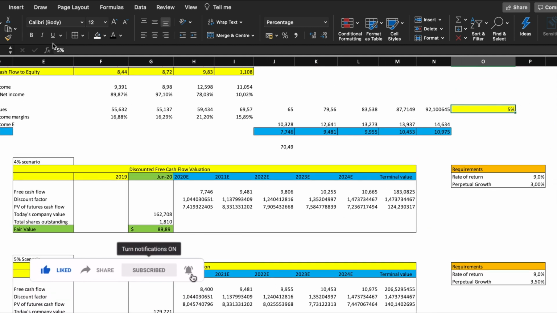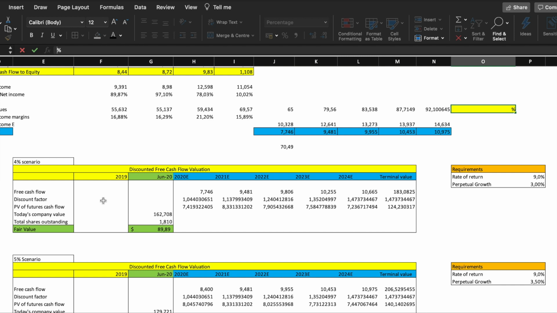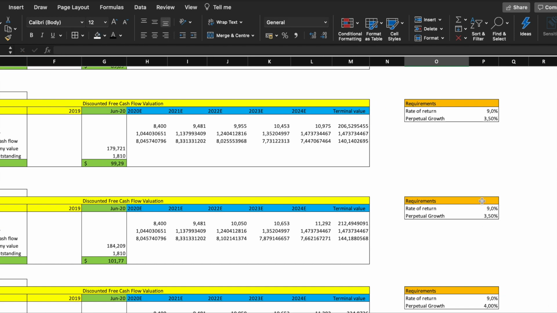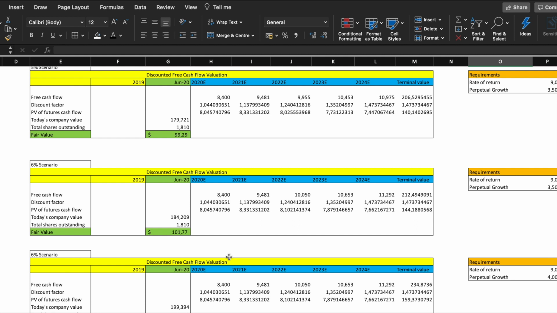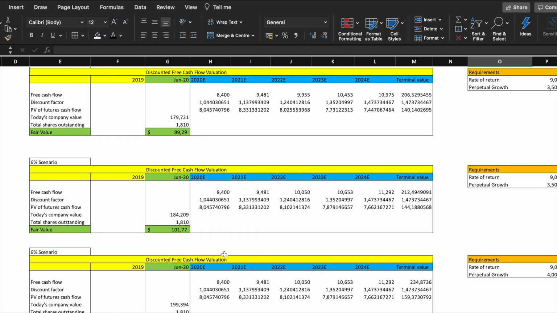Now we go there and again we change 6%, and again the rate of return is 9%, perpetual growth 3.50%. Today's company value 184.2 billion divided by the total amount of shares, fair price $101.77.